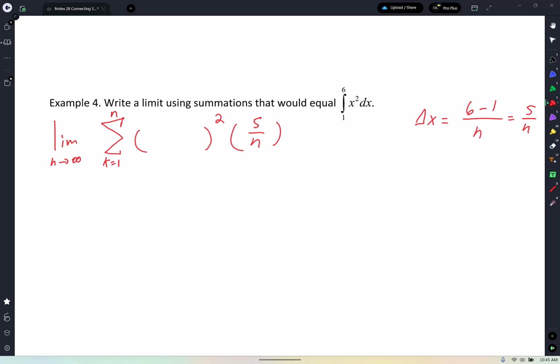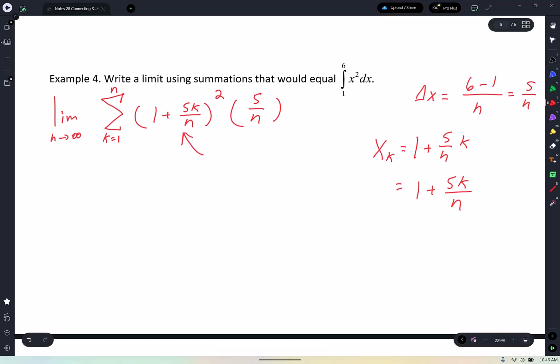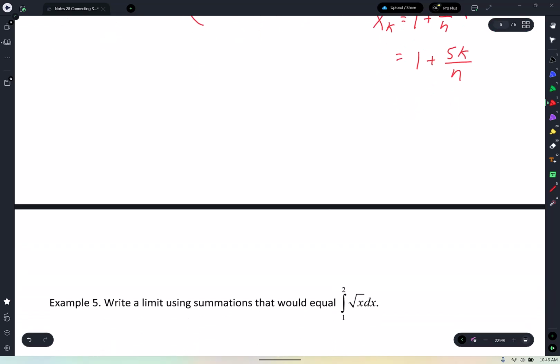All right, how do I figure out what's going to go in here? That's just some x value. So here's my x value for the kth rectangle. What's my lower limit? 1 plus, what's your delta x? 5 over n, and I have to multiply that by my kth rectangle. So this is going to look like this. 1 plus 5k over n. That's what goes in here. 1 plus 5k over n. That will give you the x value for any kth rectangle. Does that make sense? All right, that's it. You're done. See? Let's go to the next one.